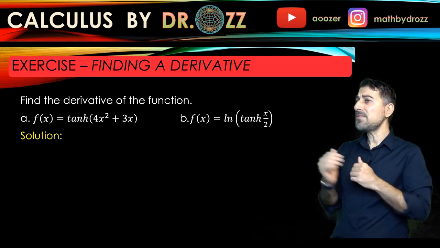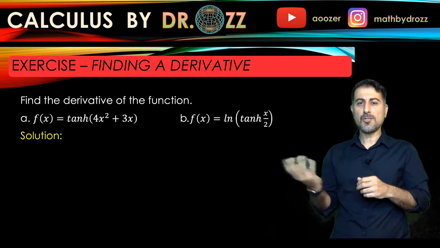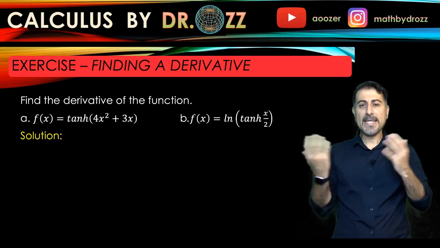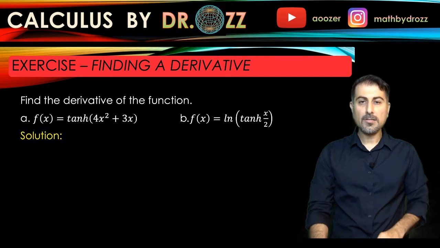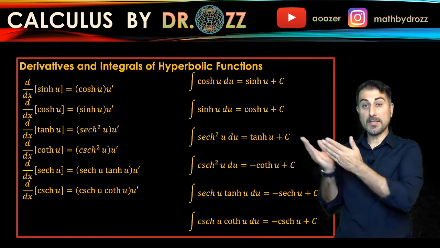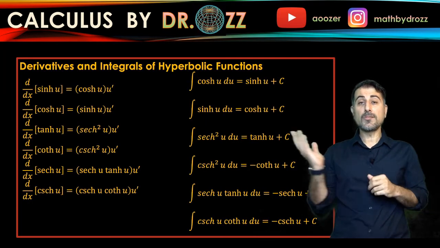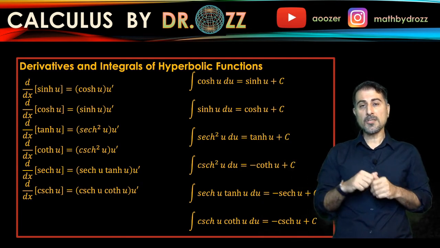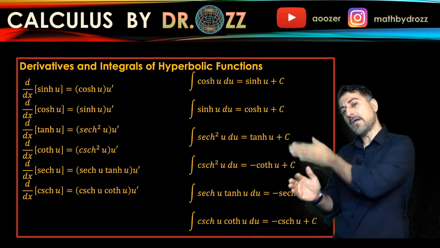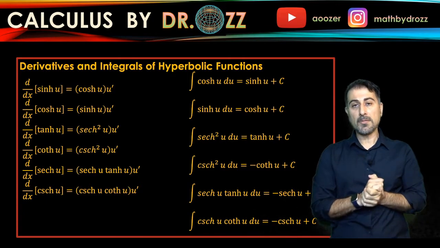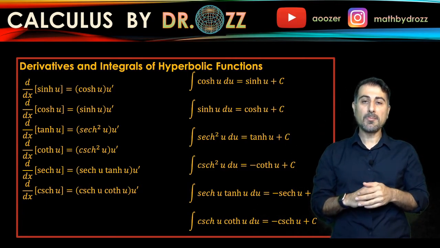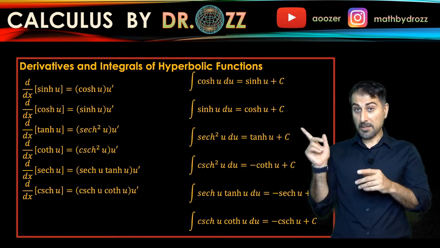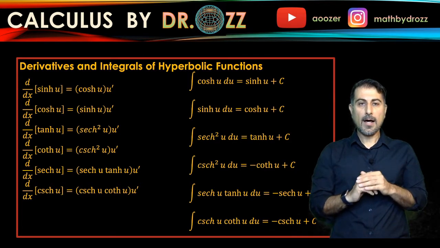Today we're going to find derivatives involving hyperbolic functions. In parts A and B we have composite functions, and in each one we have a tanh function involved. So at this moment it's better to refer back to this table that involves derivatives and integrals of hyperbolic functions, but we're more interested in the left-hand side of this table for the time being because we have the derivatives of all six hyperbolic functions, and I'm going to refer back to that in the video. So why don't we get started?